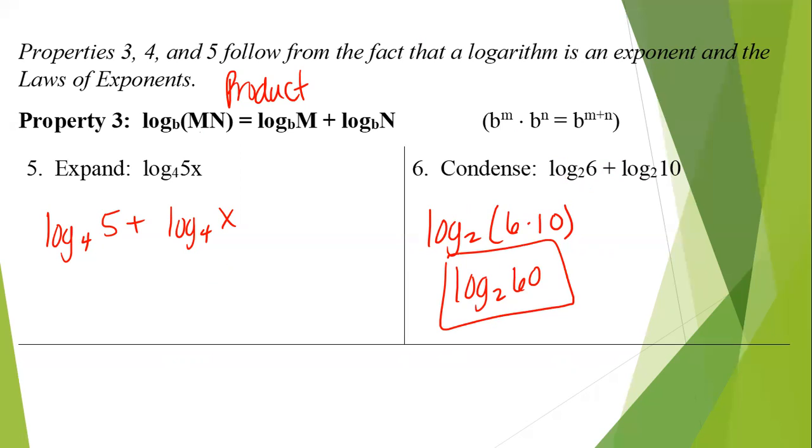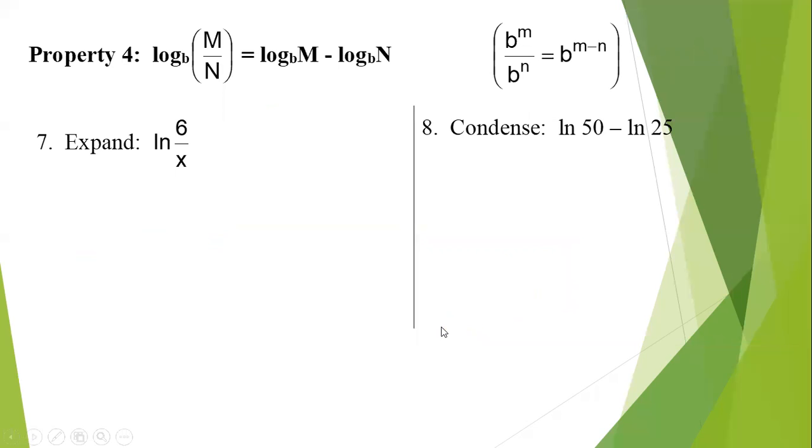What are your questions about condensing with product? Yes, you simplify all the way. A good question was asked, if I can multiply, do I multiply? Yes, you simplify within the parentheses. How do we feel about the product property? Awesome. Now we're on to what's called our quotient property.